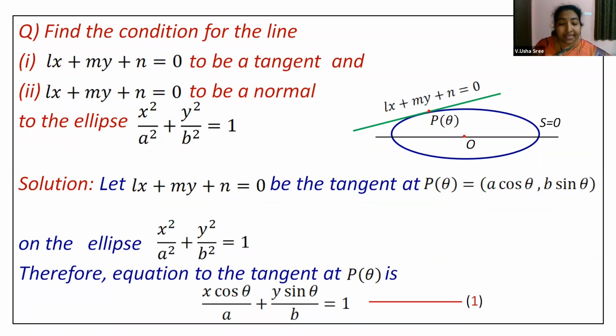So we will call this equation number 1. Now, we will compare. What is this equation representing, children? This equation is representing the tangent. But what is that we have started with? We have started saying that Lx plus my plus n equal to 0 is a tangent. But in general, when you are given a point P, at that point P, the tangent equation will be given by this. So, we will go for a comparison of equation 1 with Lx plus my plus n equal to 0.